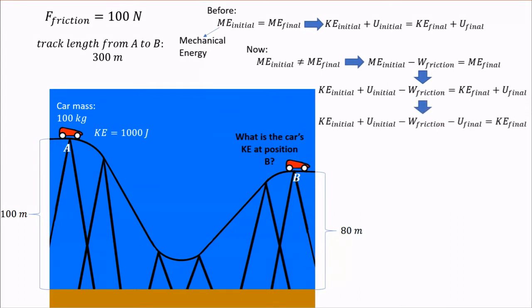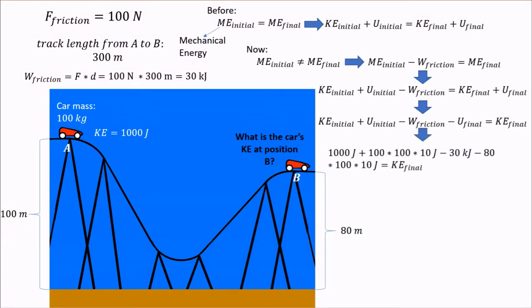Now, before we plug numbers in, we should probably calculate what the work due to friction is. Work equals the frictional force times the distance. Now, the frictional force is 100 newtons, and it acts over 300 meters of track. So we plug these in and get 30 kilojoules, which is 30,000 joules. Finally, let's plug in the numbers and see what we get.